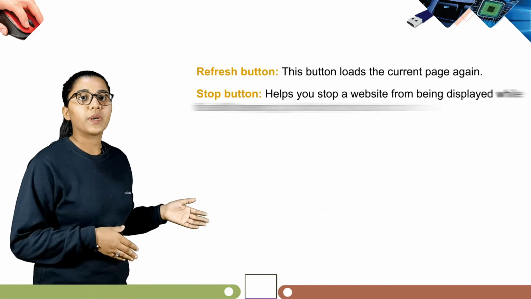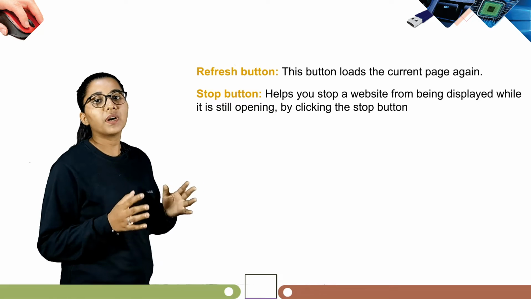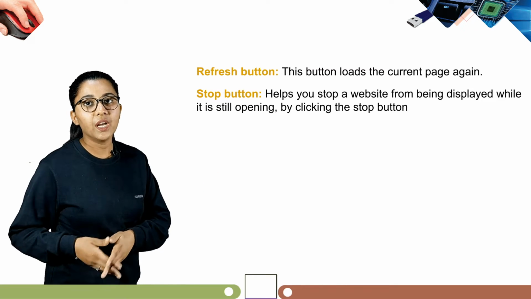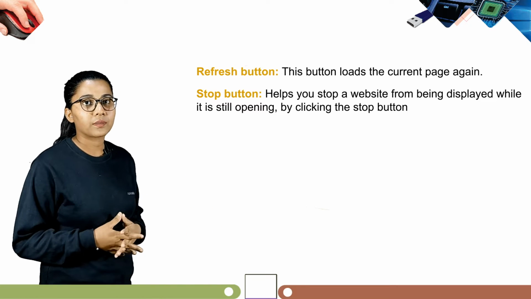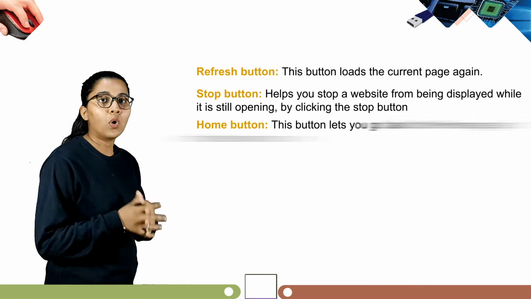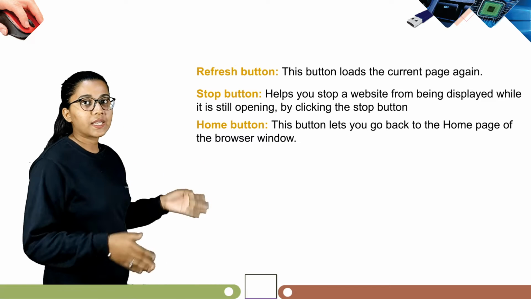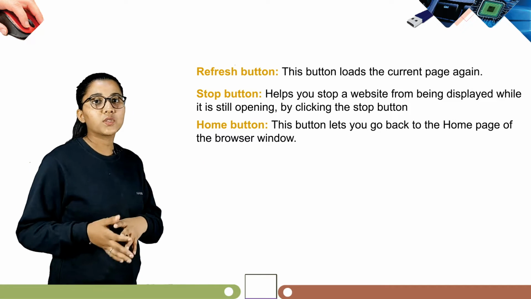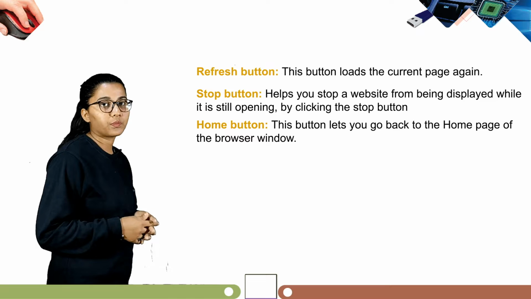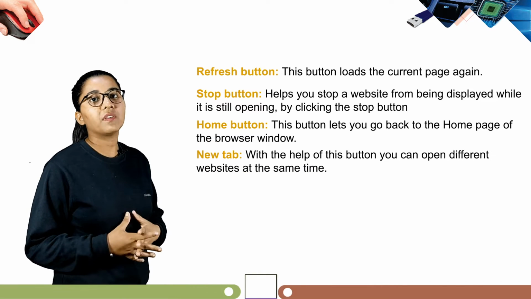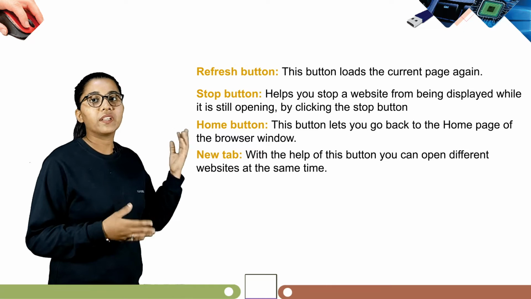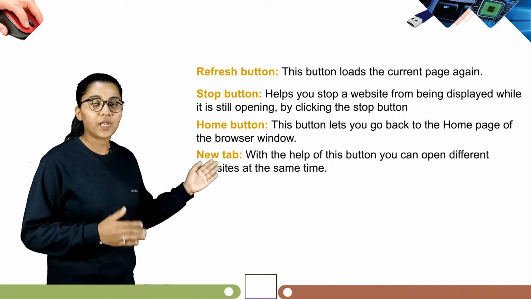Now the stop button helps you stop a website from being displayed while it is still opening, by clicking the stop button. Next we have the home button. This button lets you go back to the home page of the browser window. Now next we have the new tab. With the help of this button, you can open different websites at the same time.